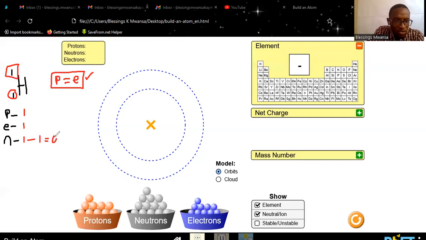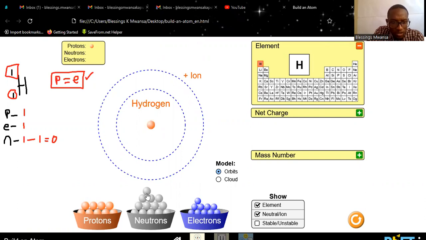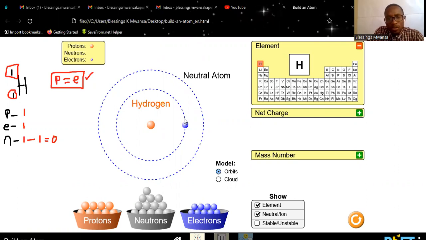So if I'm going to construct an atom of hydrogen, I should know that in hydrogen, I have 1 proton that is in the nucleus at the center. Then do I have a neutron? No, so the neutron will be 0. How many electrons? 1, and the electron will go in the first shell.